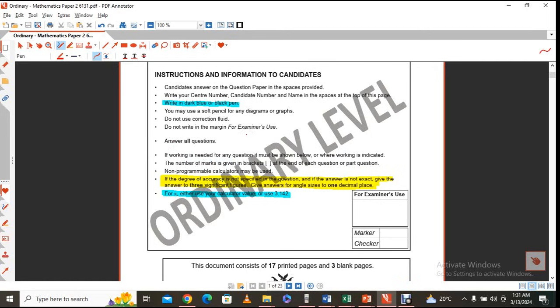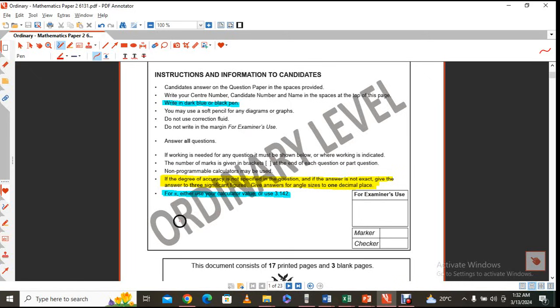In other words, if you're not told to give your answer to so many significant figures or so many decimal places or whatever the case may be, and that answer is not exact, for example, then you give your answer to three significant figures. And if you're dealing with angles, then you give to one decimal place. Of course, we are working with degrees.